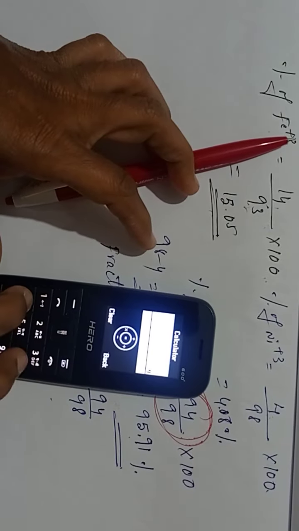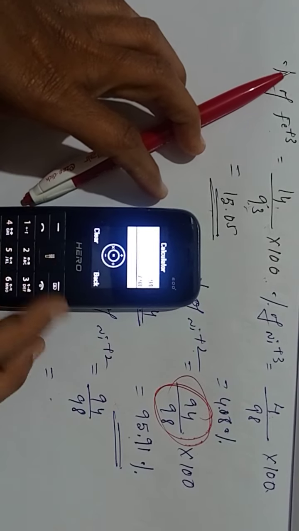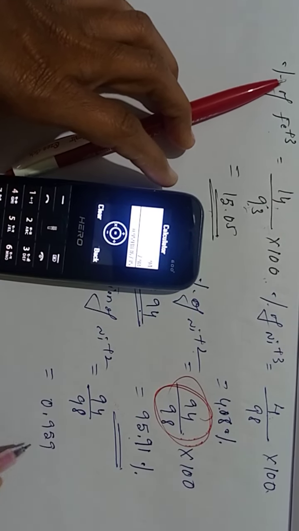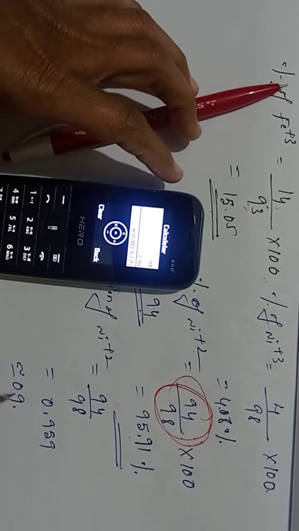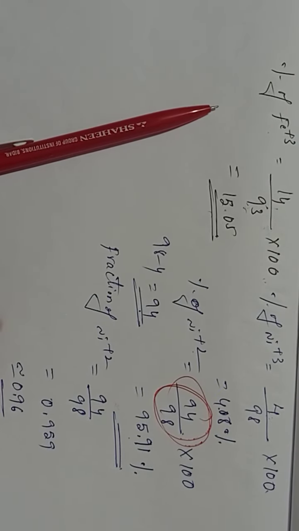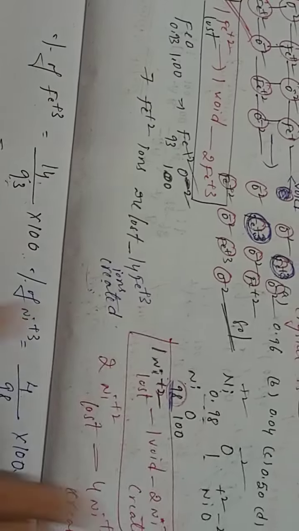94 divided by 98. How much, students? 0.959. That means it is approximately equal to 0.96. Are you understanding? So this is the fraction of Ni plus 2, students. Clear this one? Okay? So this is the second problem.